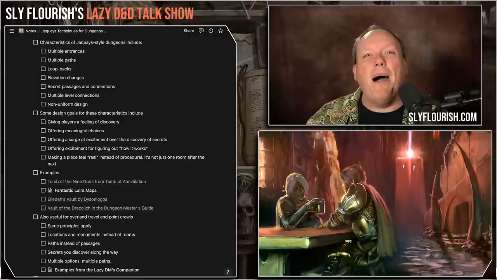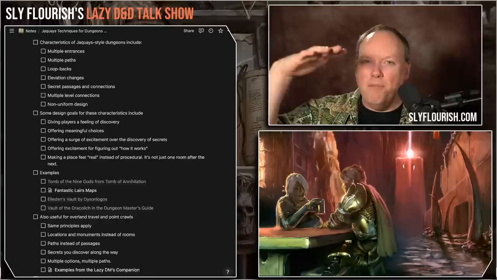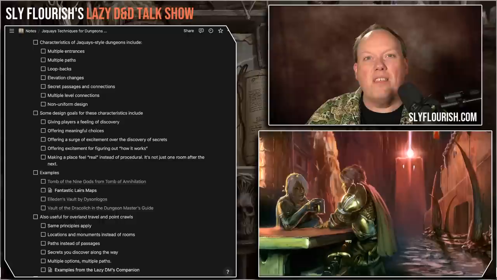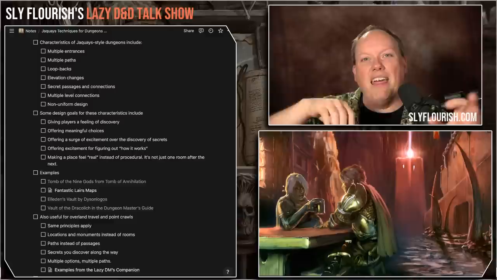Are there multiple level connections? If you have a multi-layer design, multiple levels, is there, well, yeah, there's a stairwell that takes you from 1 to 2, but there's also a well that goes all the way from level 1 to level 4, or there's this huge crack that cuts across the dungeon that actually connects 3 levels of the dungeon together. If you have multiple level connections, that adds a lot of interesting layers to your dungeon.